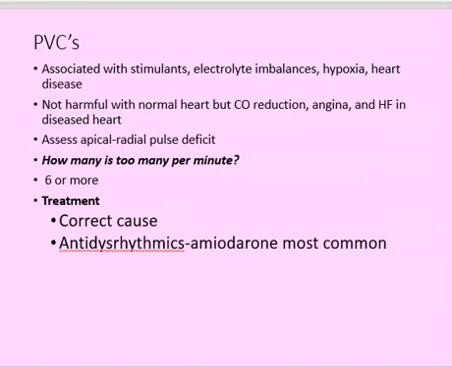So what causes them? Stimulants, electrolyte imbalances, hypoxia, heart disease. Okay. How many is too many per minute? 6 or more. Figure out what is going on. What is their potassium? Are they oxygenated? Anti-dysrhythmics, and amiodarone is the most common, and it will be in an IV form. What are you going to do? Monitor your patient. What is their blood pressure? Are they tolerating this?